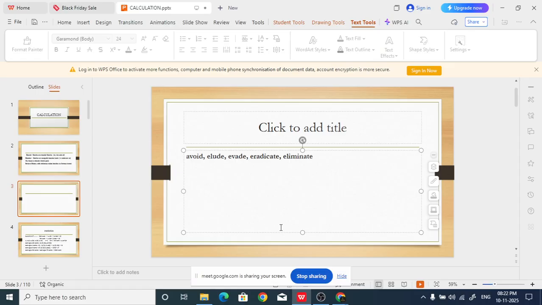For example, I avoid smoking. It means I don't smoke. That's the meaning. Evade: tax evasion. Many businessmen evade taxes. There, evade is used, not avoid. Eradicate: this particular bacteria or virus has to be eradicated, or this particular disease has to be eradicated. Eliminate: you eliminate this particular para from this summary. You eliminate or remove. So more or less they have similar meanings, but the contexts are different. Okay, understood? All of you?